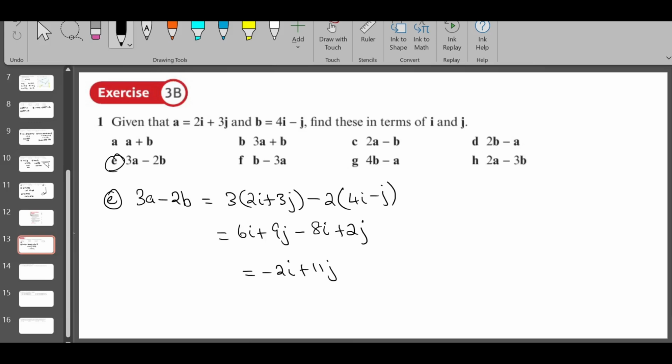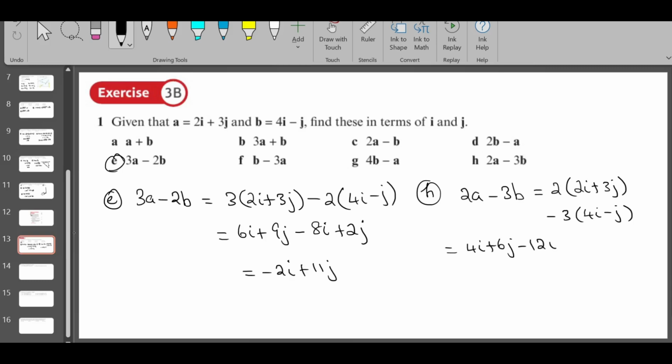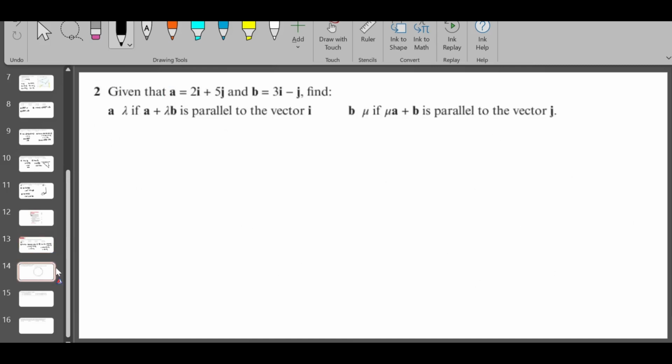That's all. So it's the same thing for the rest of the question. For example, I'll do one more, H: 2a minus 3b, which is 2 times a minus 3 times b. So it's going to be 4i plus 6j minus 12i plus 3j. 4 minus 12 and then 6 plus 3 is 9j. That's all. Let's look at one more question.